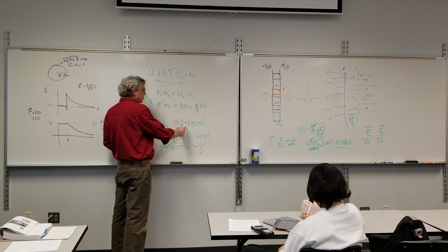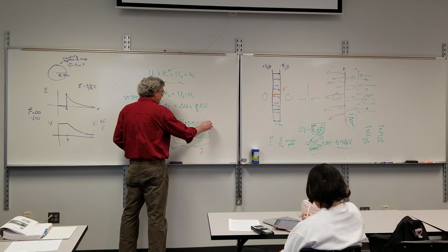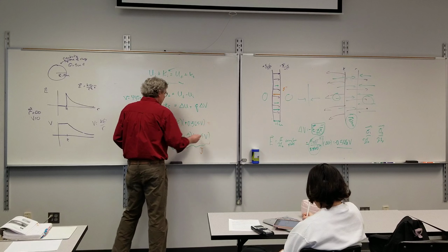Why the charge of an electron times volts. If I treat this as basically the charge of an electron and then multiply it, I would end up with 0.565 electron volts.